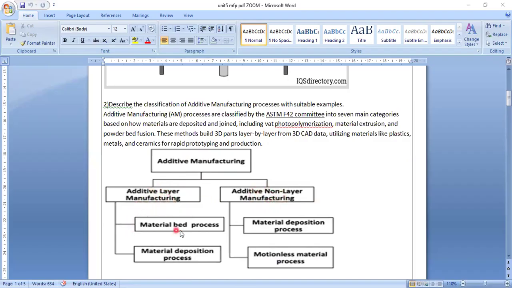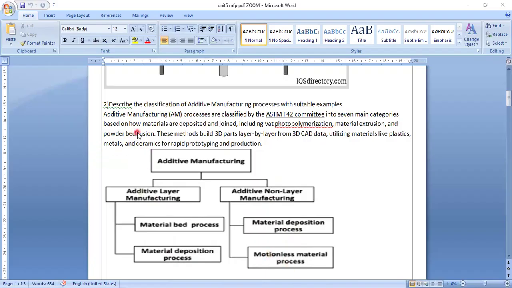In the layer type, a material bed is used, because you have to build layer by layer, so you need a bed here, and also material decomposition. Material will be melted and printed layer by layer. This comes under additive layer manufacturing. In non-layer manufacturing, material deposition is done directly, and motionless material processes can also be done here.